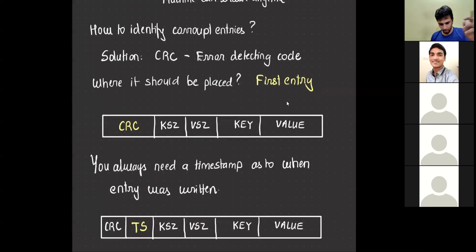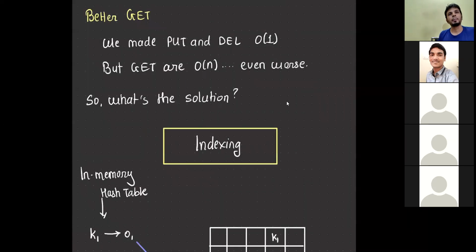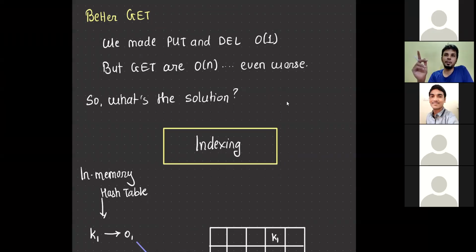You would obviously store a timestamp to know at what time the entry was written. So that's just one meta field I've added. Now how do we make our gets better? We can use something that we learned while doing the word dictionary part. To make get better, we may have put order 1, delete order 1, but now we want to make gets order 1. To make get order 1, we want to do pointed queries.